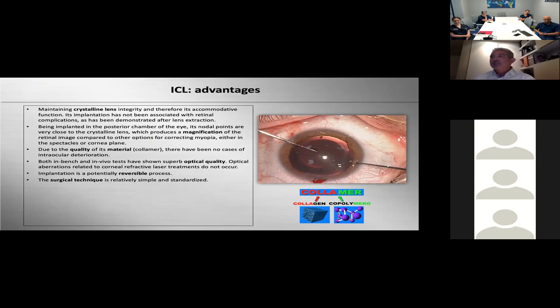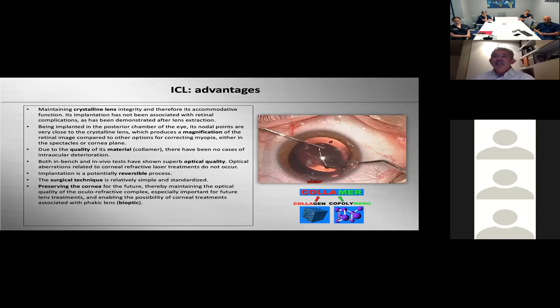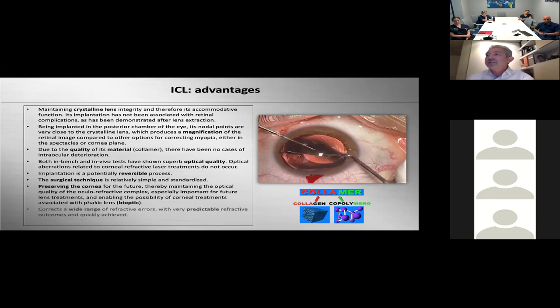The surgical technique is relatively simple, and preserving the cornea for the future is very important, especially for future lens treatments. It also enables the possibility of corneal treatments associated with the lens, then called bioptics. It corrects a wide range of refractive errors with very predictable refractive outcomes, quickly achieved.